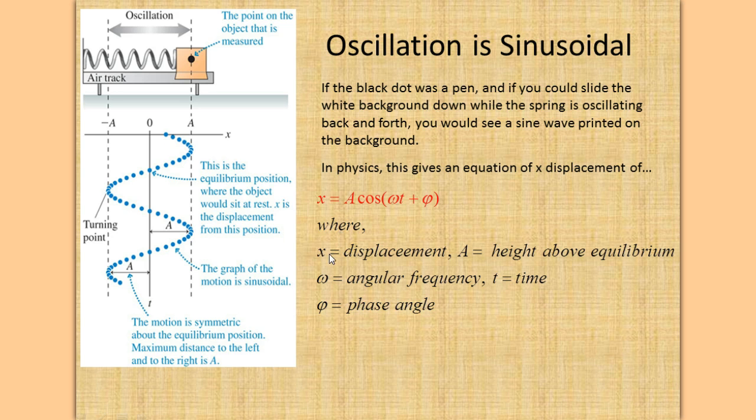So this is where x is equal to the displacement, A is equal to the amplitude, the height above equilibrium. Right here we have A as the height above equilibrium, and we also have negative A, the height below the equilibrium, because it oscillates back and forth. Omega is equal to the angular frequency, and t equals the time, where phi equals the phase angle. Let's investigate this equation.